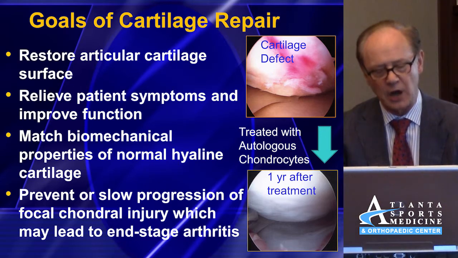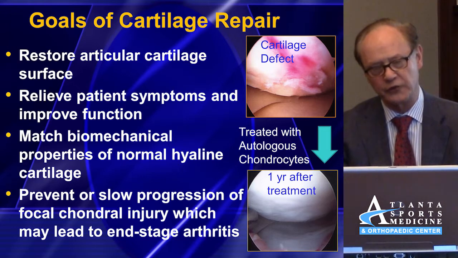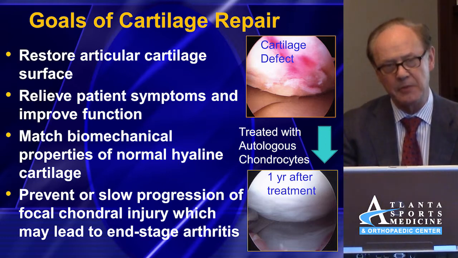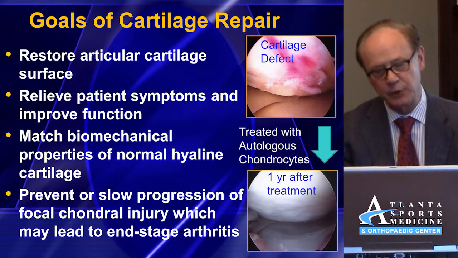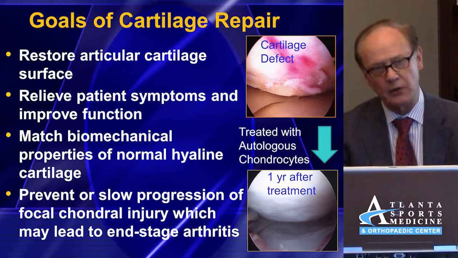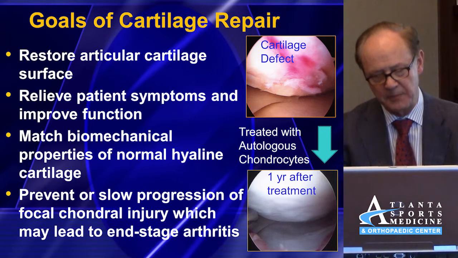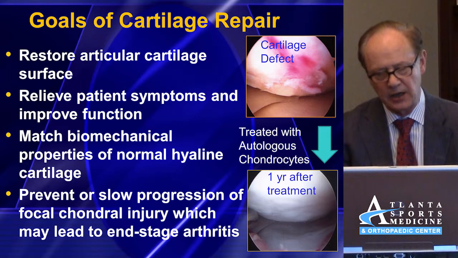Here's a picture. There's a cartilage defect in the upper right, and then it's treated with autologous chondrocytes. That's where we actually grew cells outside in a lab that we took from the patient, came back, put those cells in, and you can see how smooth that surface looks and how it's completely filled in a year after treatment.